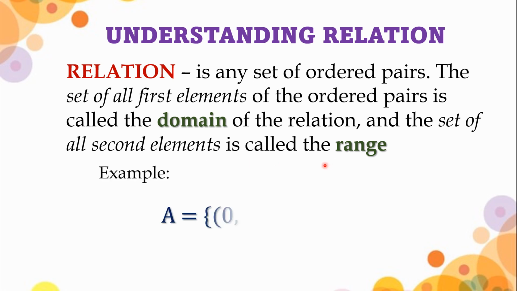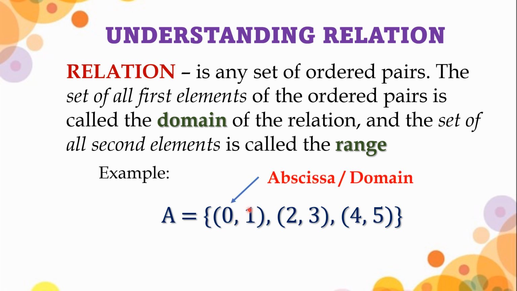For example, we have here set A containing the set of ordered pairs (0, 1), (2, 3), and (4, 5). The first element is what we call the abscissa or the domain of the relation. It is also called the x-coordinate of the point when plotted on a Cartesian plane. The second element is also called the ordinate or the range of the relation. It also refers to the y-coordinate of the point once plotted on a Cartesian plane.